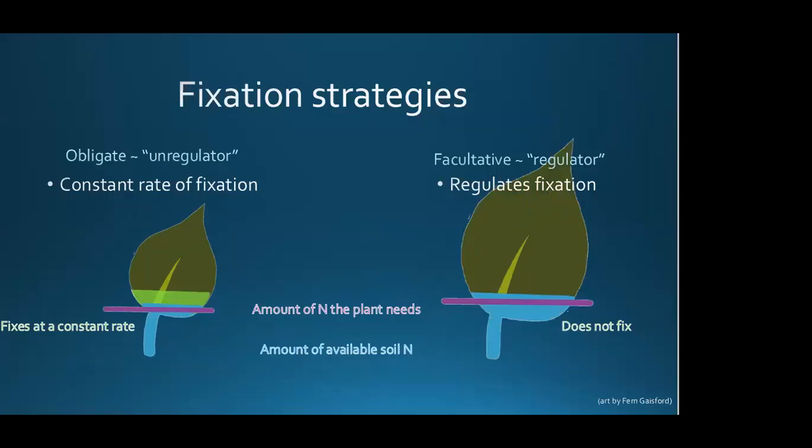In an N-saturated environment with such high levels of nitrogen available in the soil, the unregulator not only gets plenty of nitrogen from the soil, but continues to fix at a constant rate, leading to more tissue turnover and nitrogen loss. The regulator is stoked because the soil is providing enough nitrogen to meet all its demands, and it can allocate a majority of resources to rapid growth and reproduction.